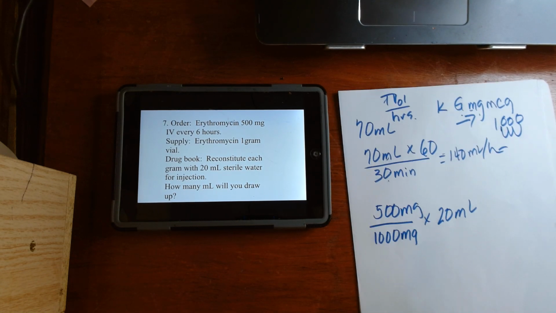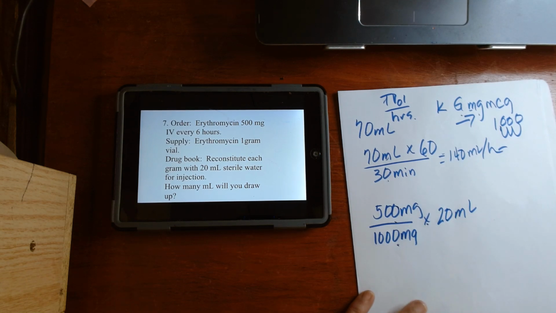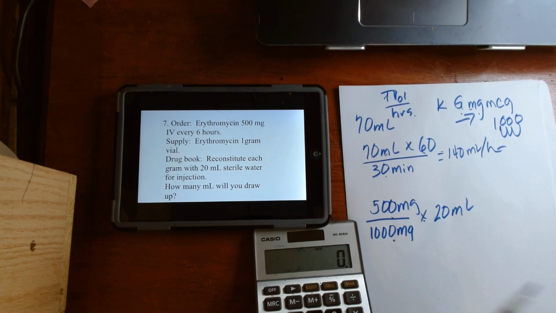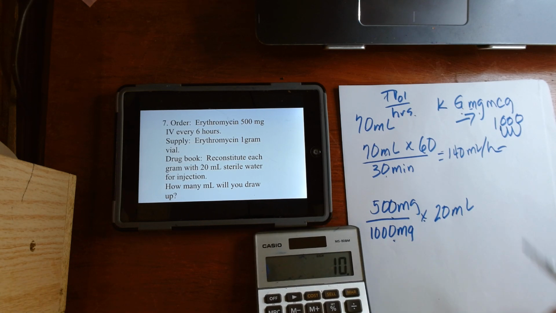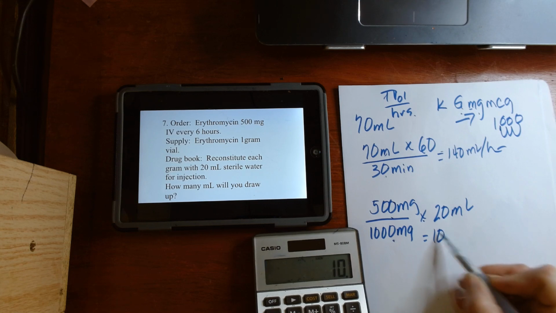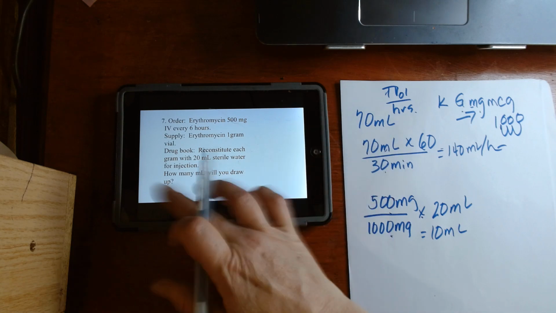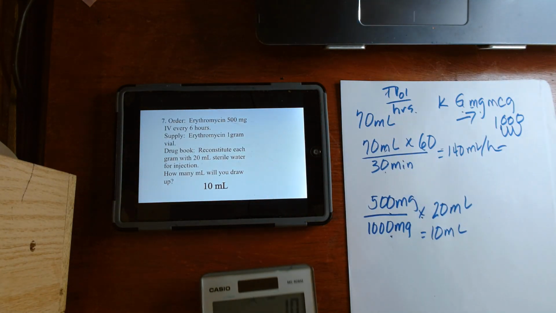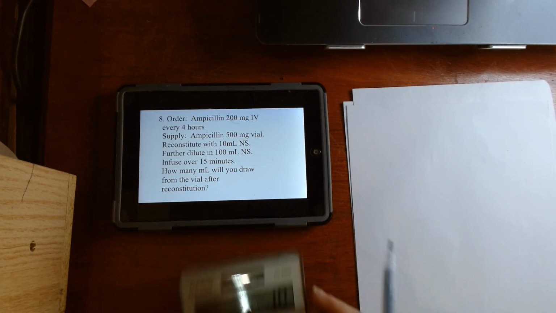Okay. Then we're going to do the math. This divided by that times that. Get your handy dandy calculator. We're doing 500 divided by 1,000 times 20. And we're going to have to take 10 milliliters out of that vial. Look, show my figures. We saved them. Simply how we roll. Okay, let's do another one.